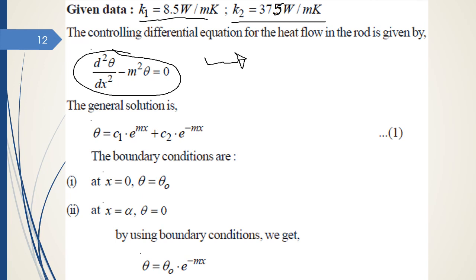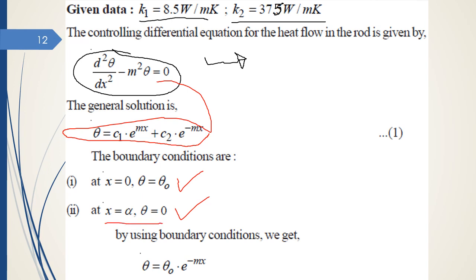The most basic equation is known to us: d square theta by dx square minus m square theta equals 0. The solution of this second order differential equation is theta equals c1 e raised to mx plus c2 e raised to minus mx. Boundary conditions are known to us. When x equals 0, theta equals theta 0. When x equals infinity, theta is 0. From that we will get this equation: theta equals theta 0 into e raised to minus mx.